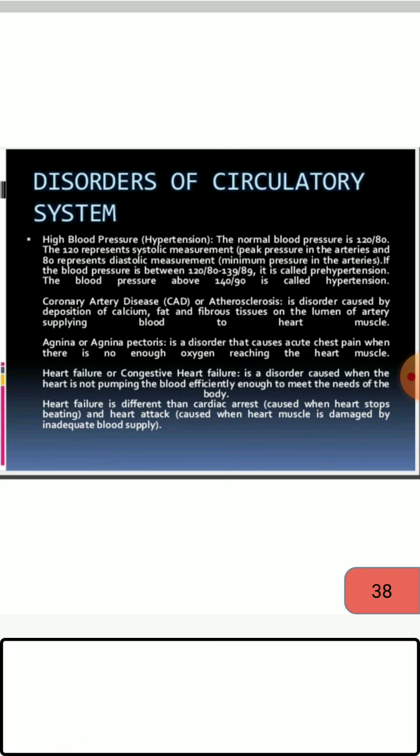Okay, so these are the disorders of the circulatory system. Now your chapter is completed. Now we will start a new chapter in the next video.